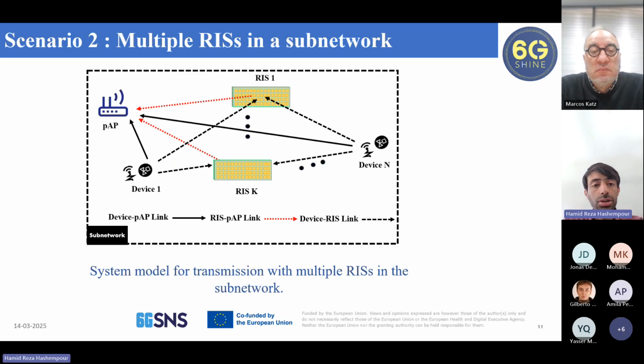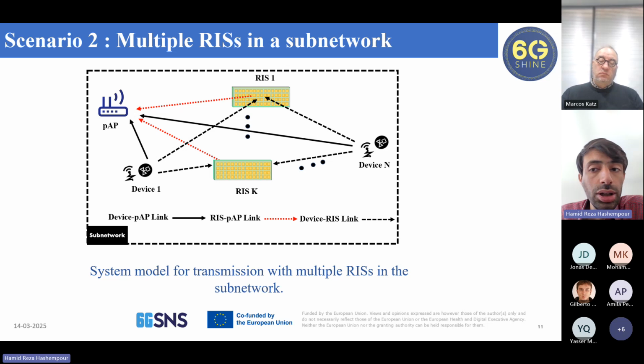So let's move to the second scenario, which is related to multiple RISes in a subnetwork. In this scenario, we replaced the secondary access point by some distributed RISes, from RIS 1 to RIS K. Each device has two available links for transmission. First is the direct transmission to the primary access point, and the second is the cascaded channel between the device, RIS, and the primary access point.